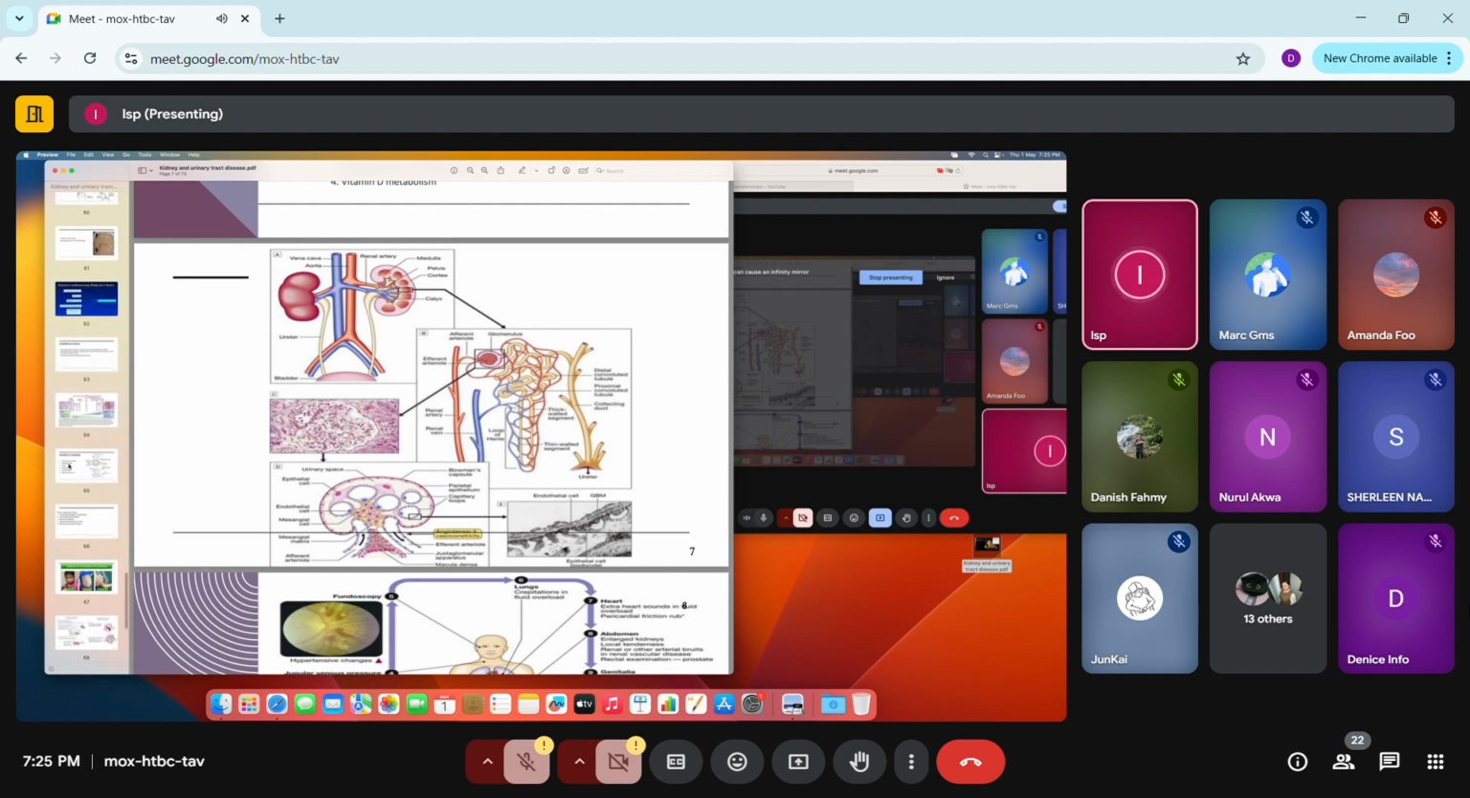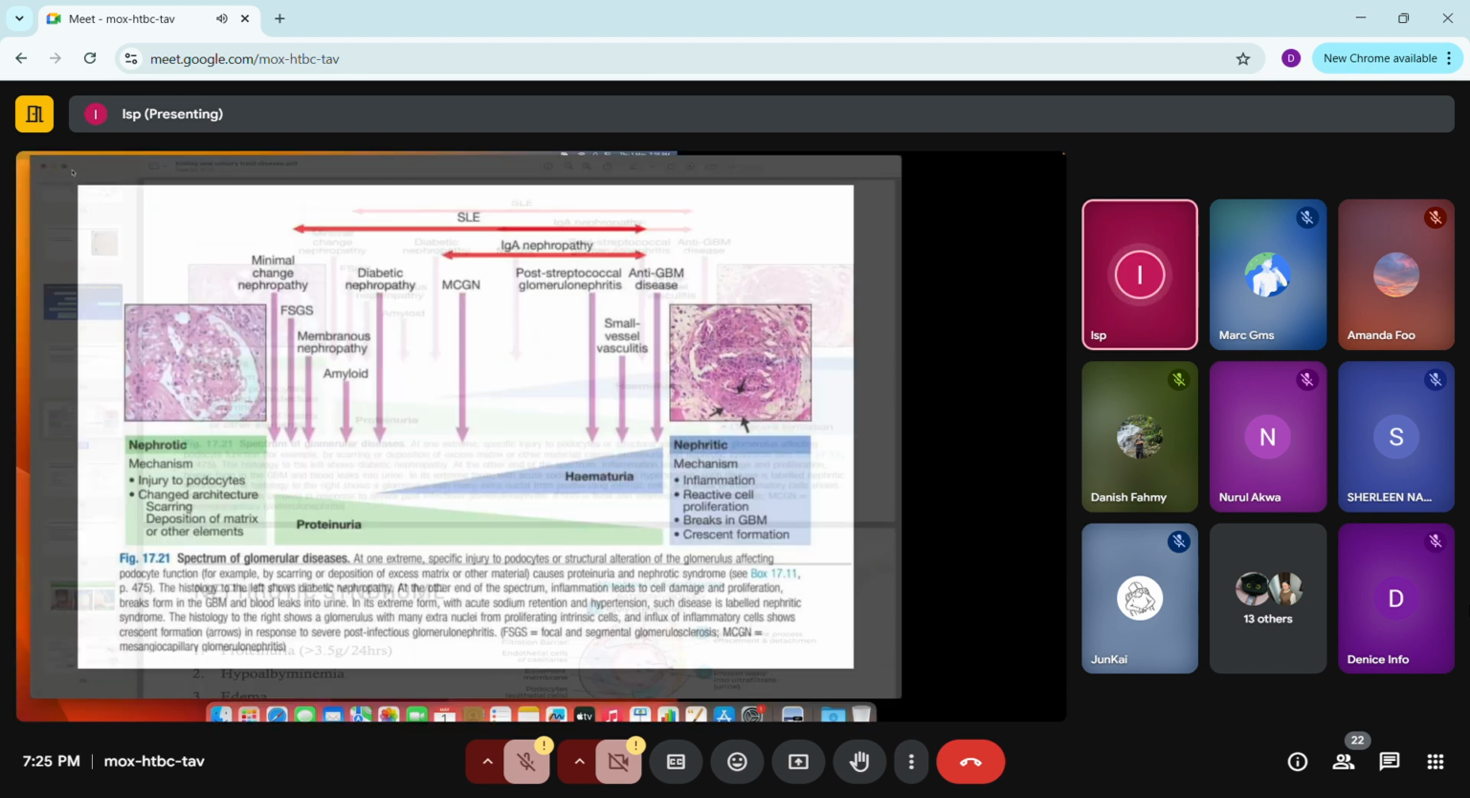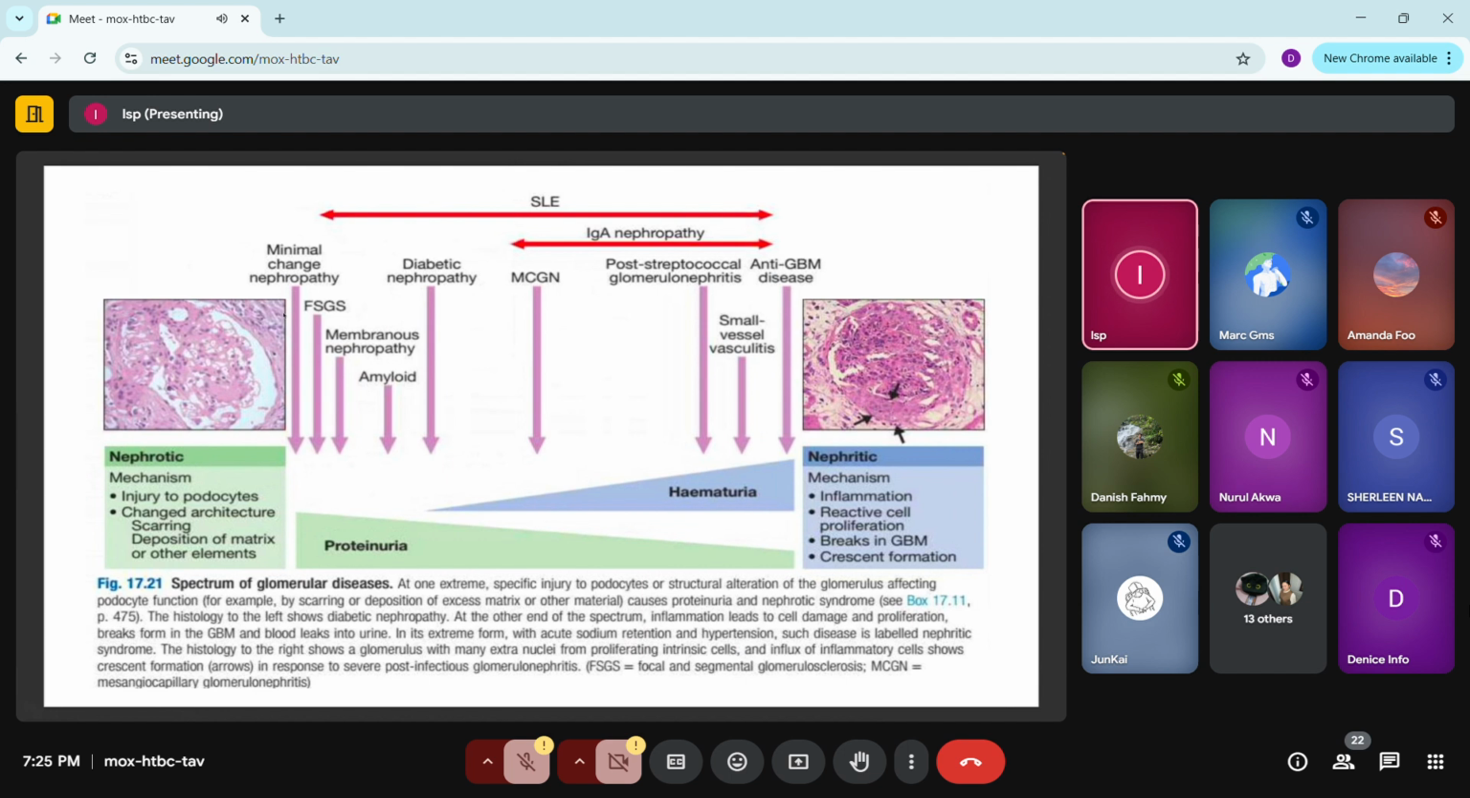So there are multiple conditions that can affect your glomerulus. There are primary and secondary causes. You have minimal change nephropathy, focal segmental glomerulosclerosis, membranous nephropathy, amyloid, diabetic nephropathy. You can also have secondary causes like SLE, IgA nephropathy, post-strep glomerulonephritis. So there is a range of diseases here, and these different diseases can give you a different spectrum of manifestation. They can give you proteinuria and hematuria.